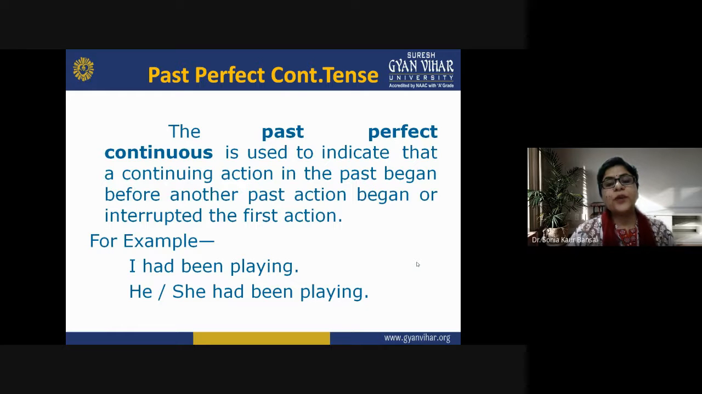So, I had been playing. He had been playing. She had been playing. These sentences are indicating that the continuing action of playing in the past began before another past action. So, like it would be joining something. I had been playing when my mother came. She had been playing when the guest came. So it is like an interrupted action, the uninterrupted action is completed, and now there is a second part which is about to happen. Okay, so this is past perfect continuous tense.